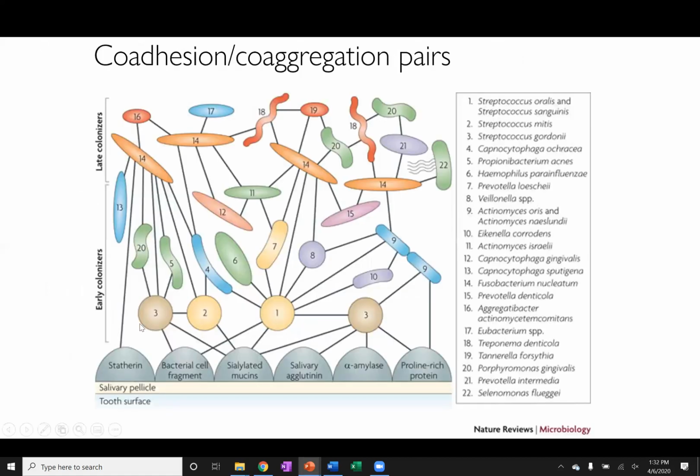And we can see this. So we have the production of, say, statherin, which binds to number 14, which is our fusobacterium. We have alpha amylase, which binds to one of our streptococcus, and so on and so forth. So we have this sort of co-aggregation and co-adhesion pairs.